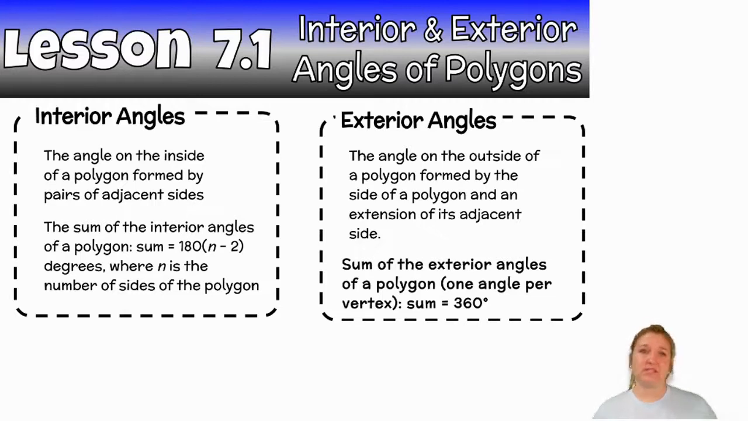Now, basically what that means is that you're just going to extend one of the sides. So when the two sides come together, they make a vertex or an angle. And so you'll just extend one of those, not both of them. So let's take a look here.